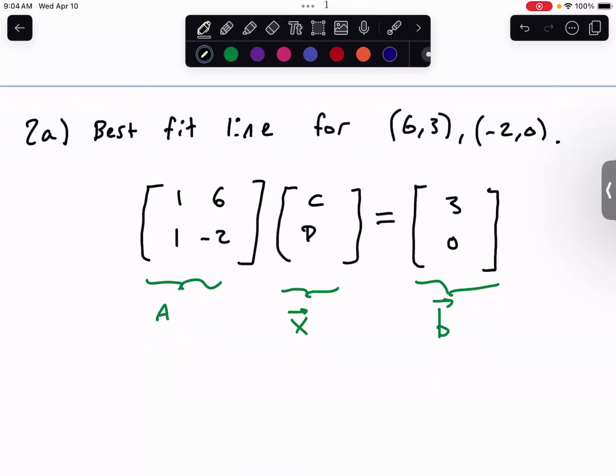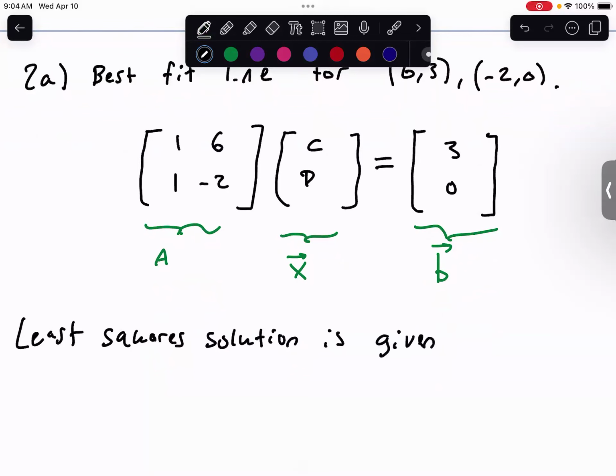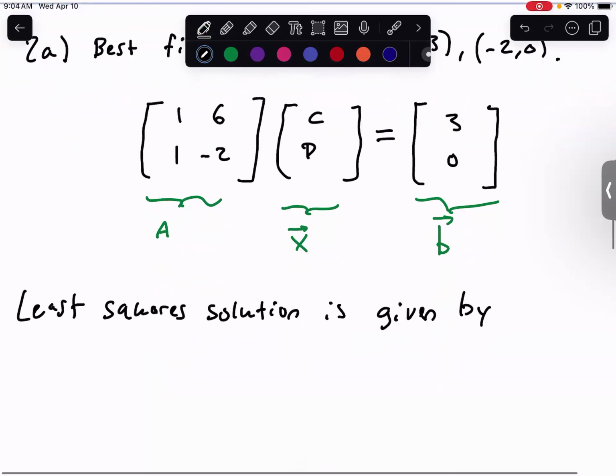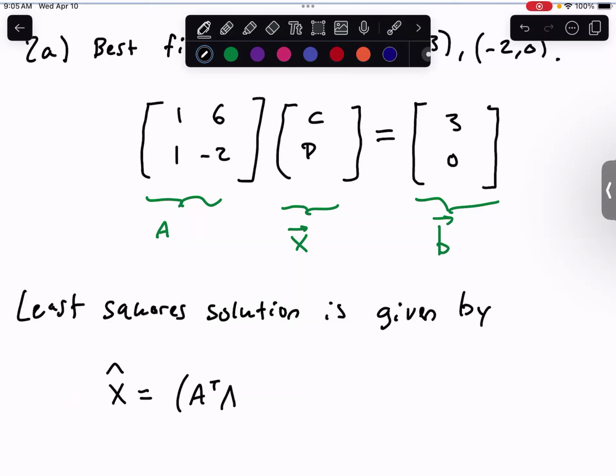And so from section 4.3, we know the least square solution is going to be given by the following equation. So this is what you need to remember if you want to be able to solve these kinds of problems, if it shows up on the exam, for instance. It's usually denoted by this x hat, a caret over the x. And it's going to be given by the formula A transposed times A, inverse, multiplied by A transposed multiplied by B. So it's a matter of finding this matrix multiplication, right?